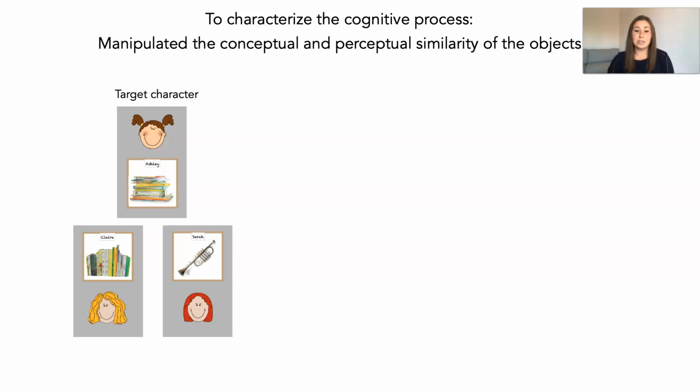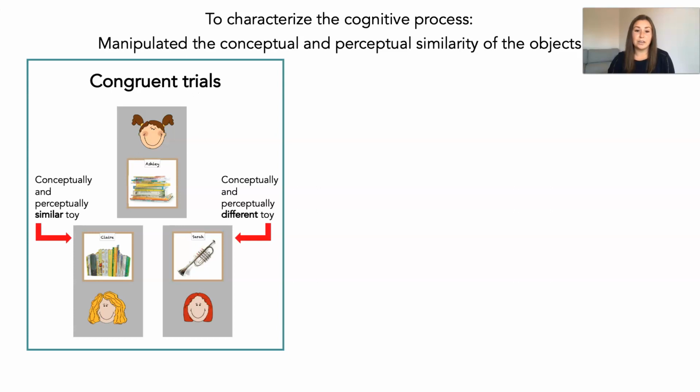To test these two accounts of children's reasoning, we introduced children to three characters, with a target character at the top and a toy each one had brought from home to play with after school. In each trial, we manipulated the conceptual similarity between the target's toy and the other character's toys, in the sense of whether they were used for the same kind of activity, as well as the perceptual similarity between the toys. In half of the trials, the conceptual and perceptual cues were congruent.